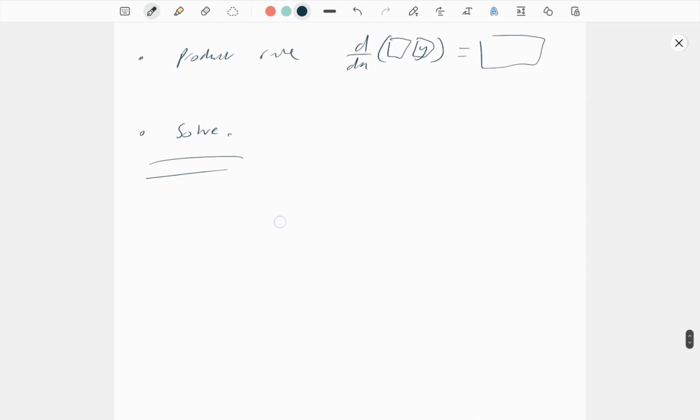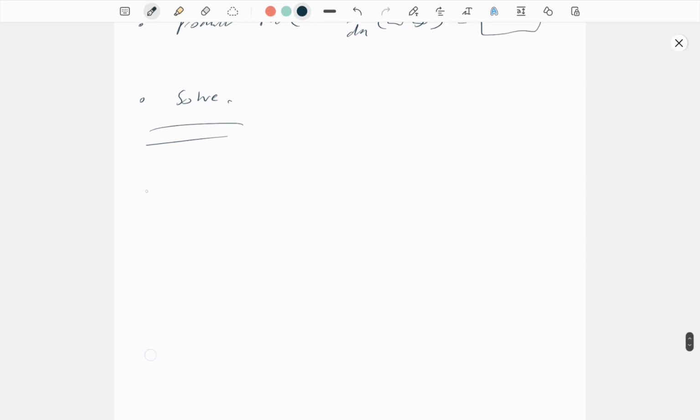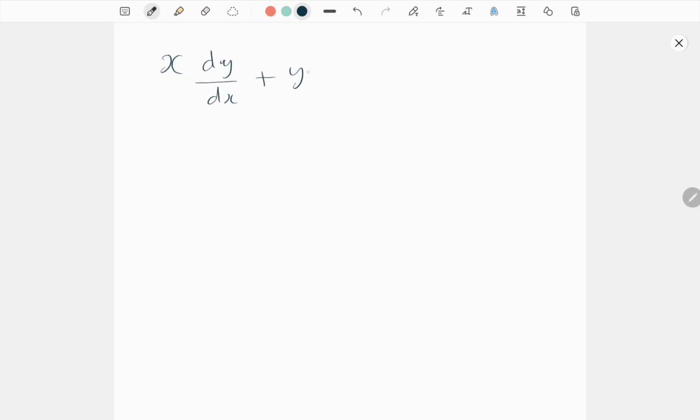Okay, your turn now. So have a go at this. Find the general solution of this. Pause the video, have a go.